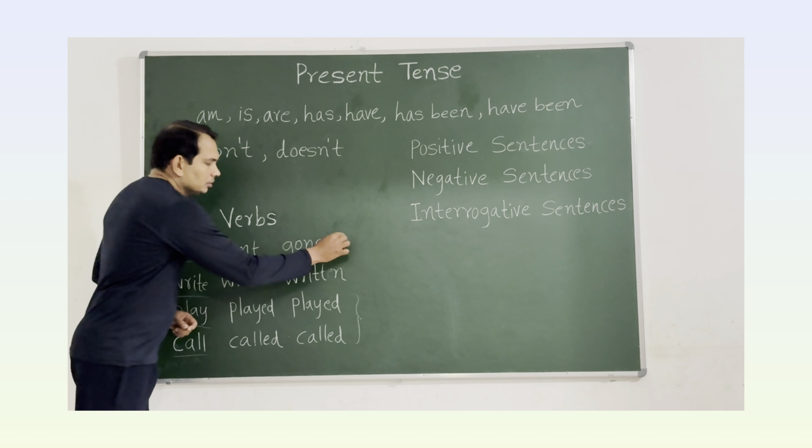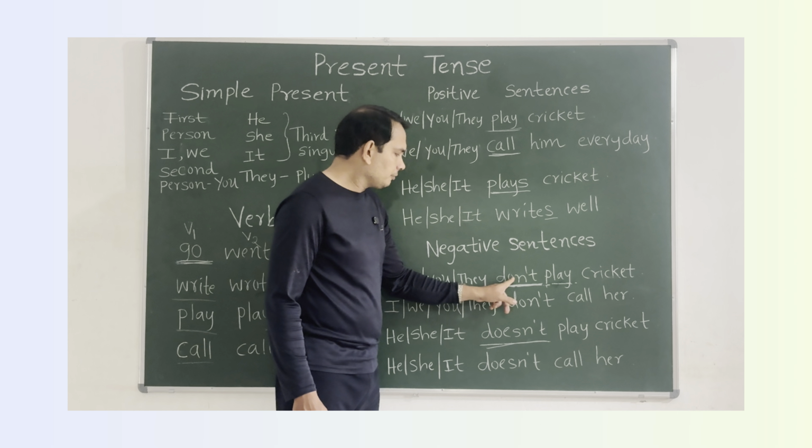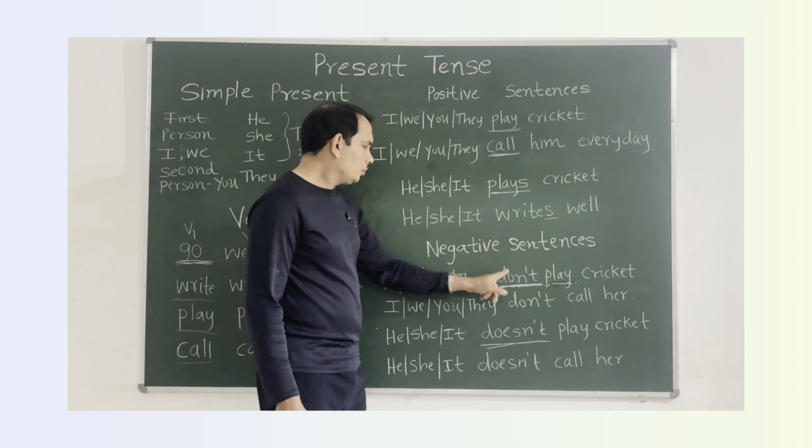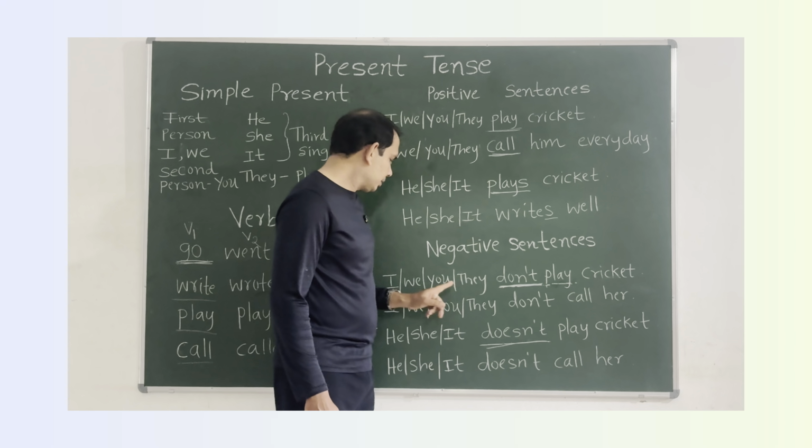The base form of the verb we should write after don't. They don't play cricket. You don't play cricket. We don't play cricket, and I don't play cricket. Look at this example. I don't call her. Don't we have used because the subject is I, we, you, and they. Call is the base form of the verb.